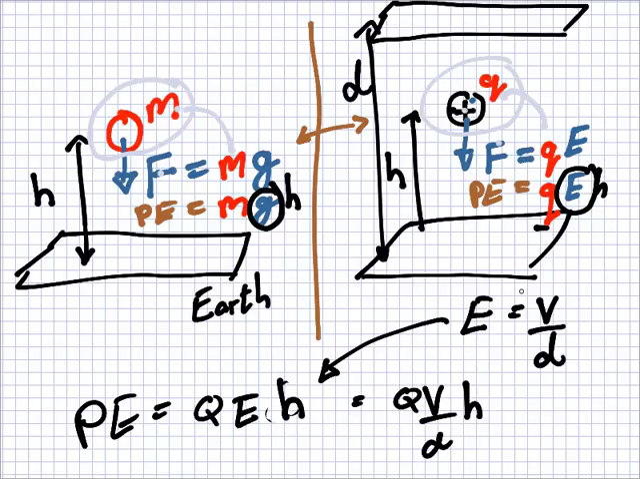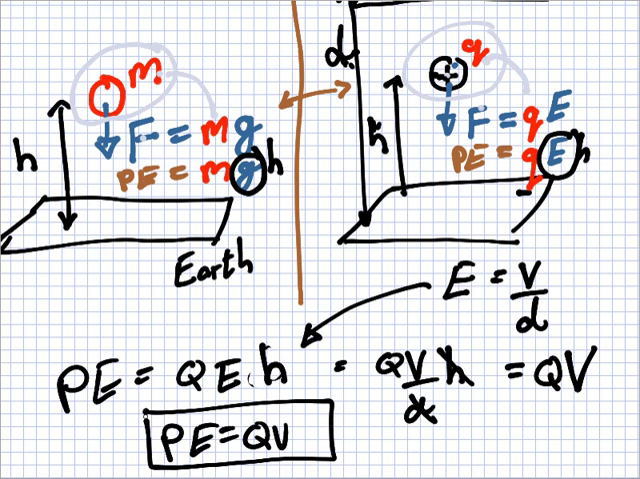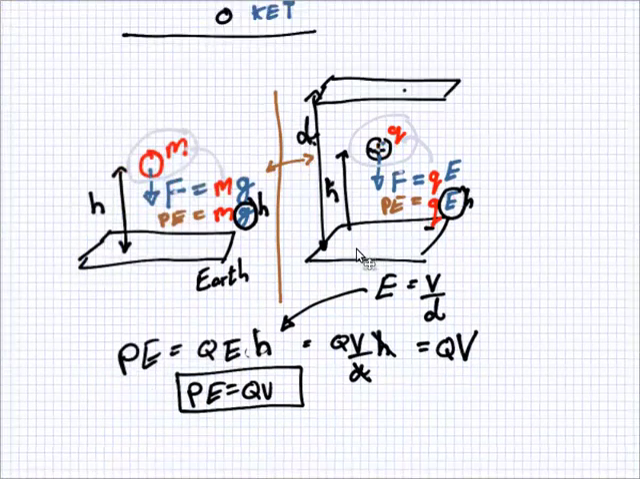Now often, in fact 100% of examples I've seen in the exam, the particle always begins at the top plate, which means the D and the H are the same. So here I can cancel, and you end up with this very simple formula. The potential energy is just the charge multiplied by the voltage. So we've worked out potential energy is equal to QV. That is the formula here. Okay, now you can write this down, please.